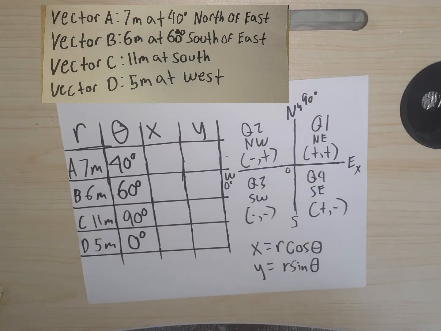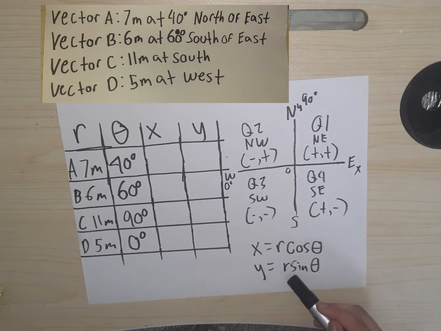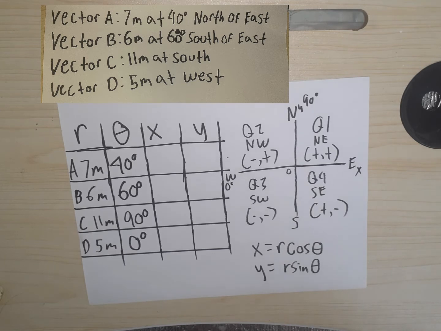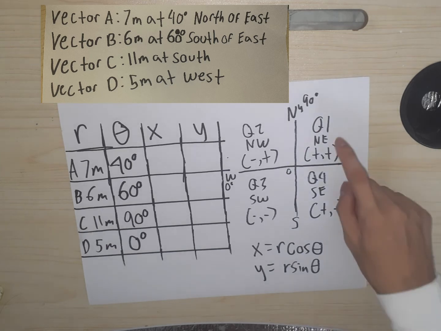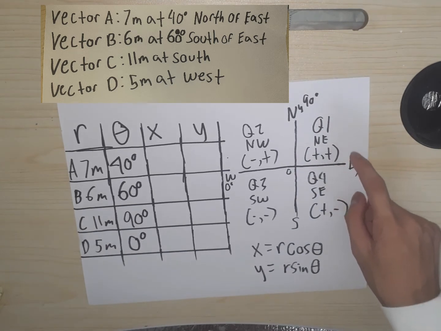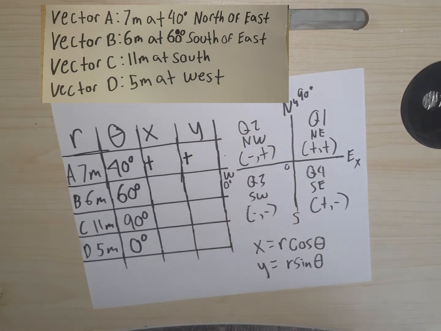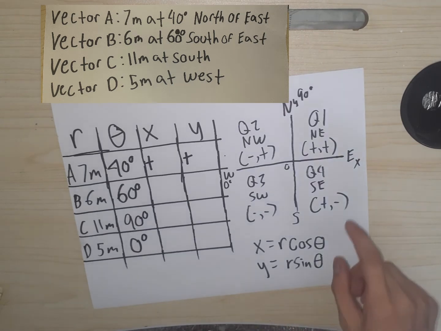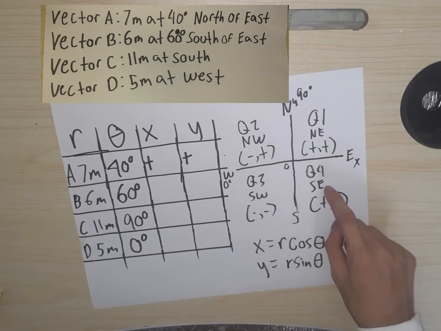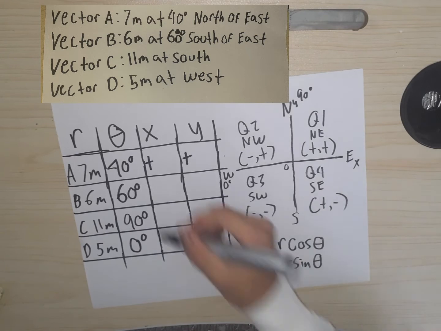So now, we're gonna find the x component and the y component. The formula of our x component is r cosine theta. And for our y component, r sine theta. So, our first vector is north of east, so it's in quadrant 1. And if it's in quadrant 1, it's positive, positive. And for our vector B, it's south of east, so it's positive, negative.